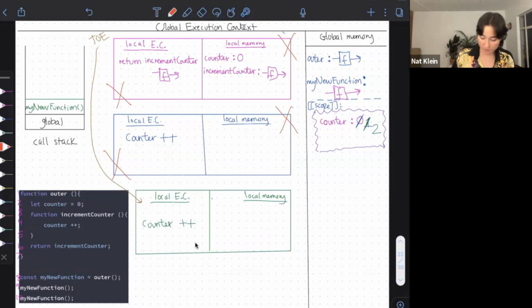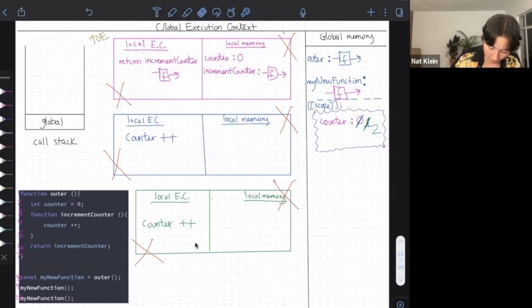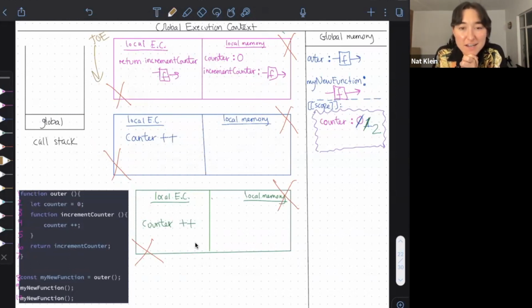All right, awesome. So that is the end of our my new function. So I'm just going to do this. We garbage collect, we pop my new function off of the call stack. We're back out in global, and we are done executing this code. Thank you, Sebastian. That was awesome. Thank you so much for helping out. Great. All right. I see we have several questions.